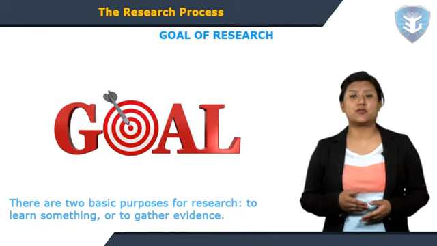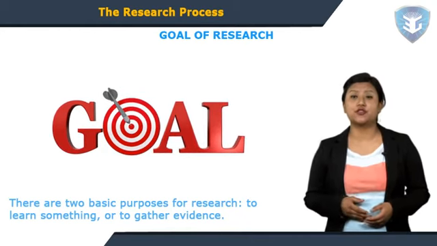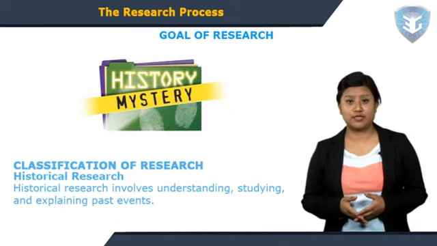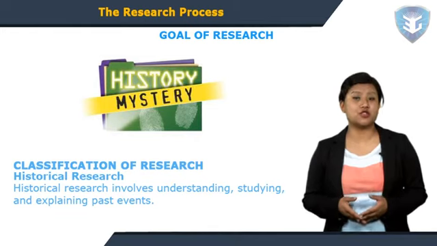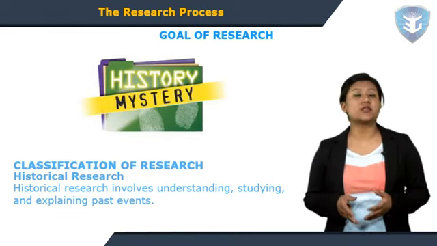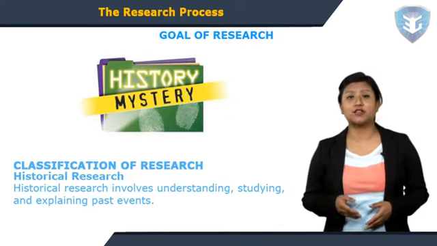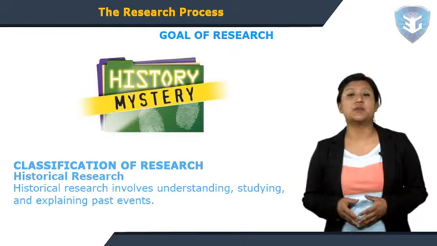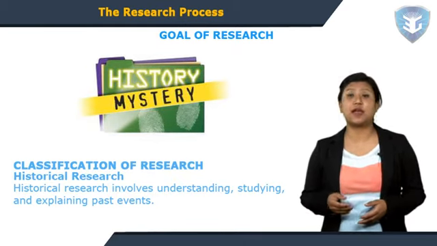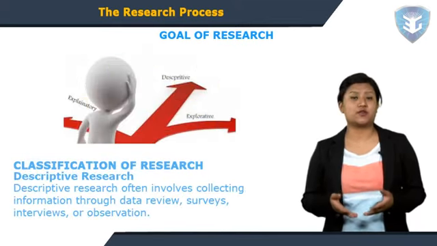Now we shall talk about the goal of research. There are two basic purposes for research: to learn something or to gather evidence. The first, to learn something, is for own benefit. Classification of research. Research can be differentiated into 5 categories. Historical research. Historical research involves understanding, studying, and explaining the past events. Its purpose is to arrive at some conclusions concerning the past occurrences that may help to anticipate or explain the present or future events.